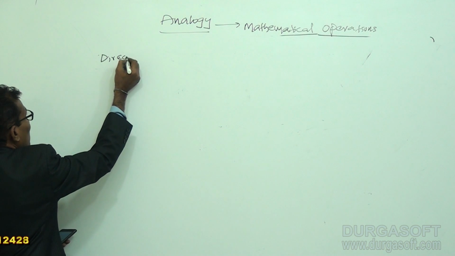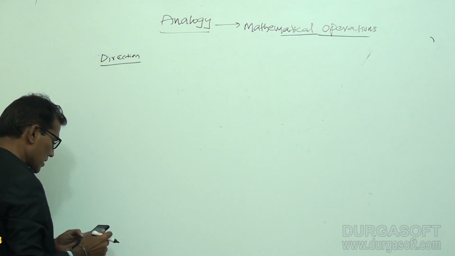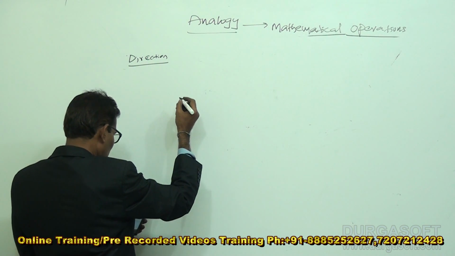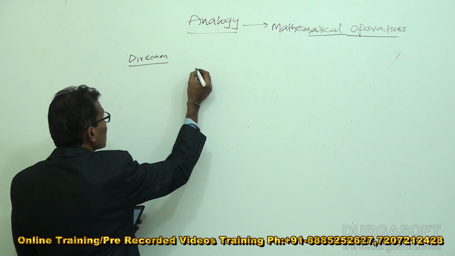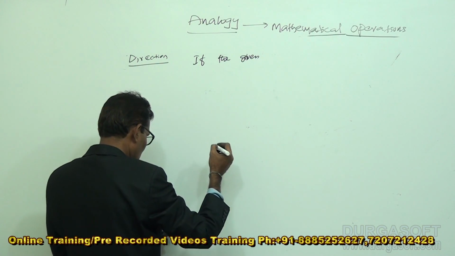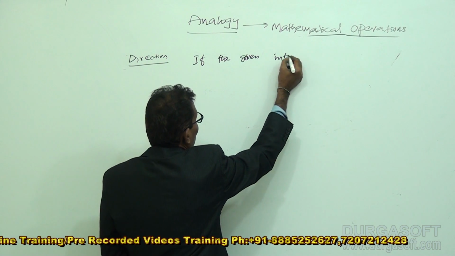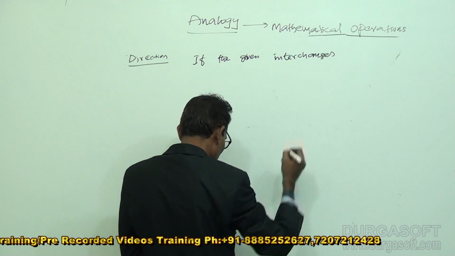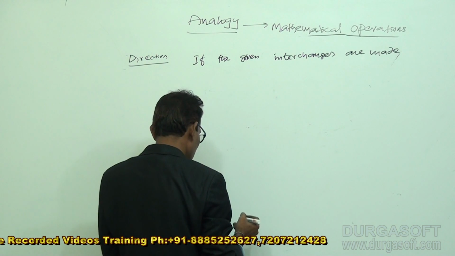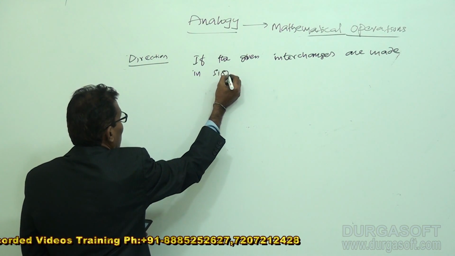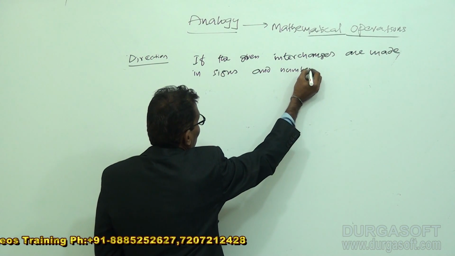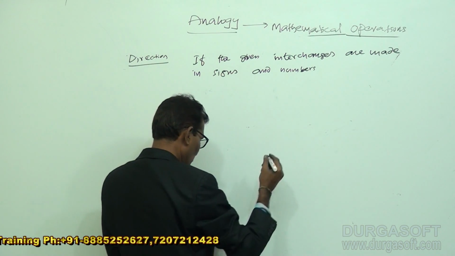We are taking another model. The set of directions is like this: if the given interchanges are made in signs and numbers, which one of the 4 equations would be correct?